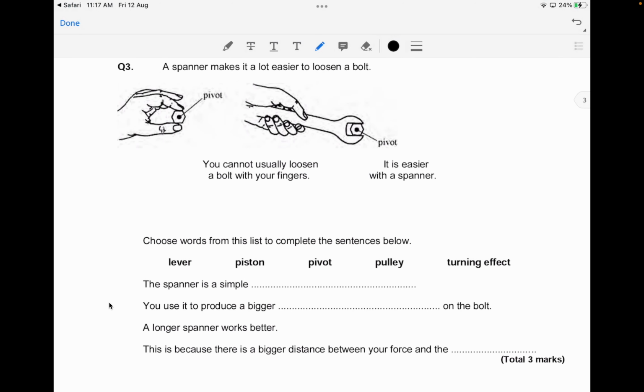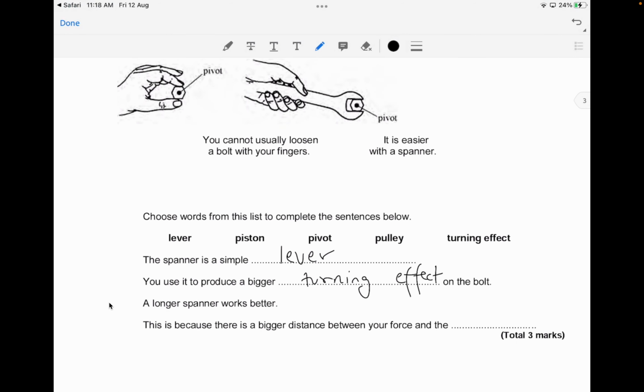Alright, so the spanner is a simple lever. We use it to produce a bigger turning effect. That's going to be your answer there. And a longer spanner works better. This is because there's a bigger distance between your force and the pivot.